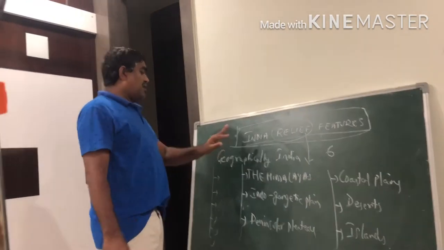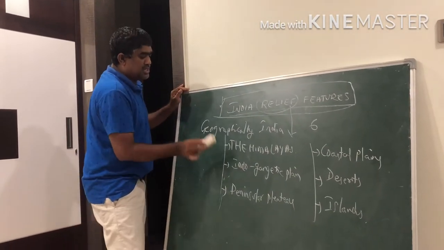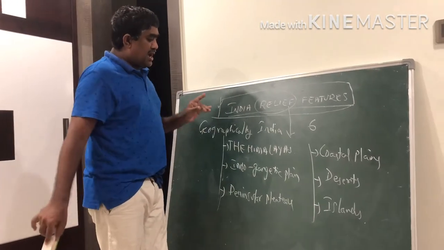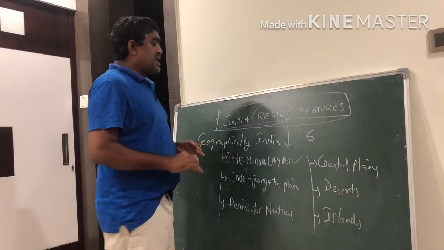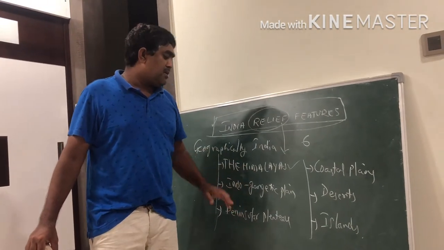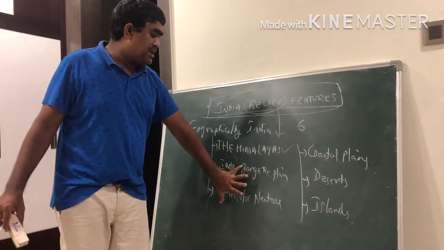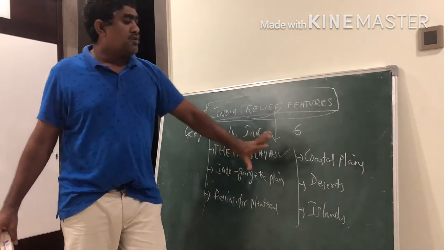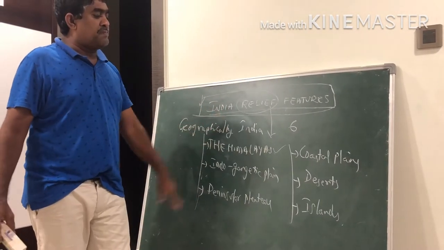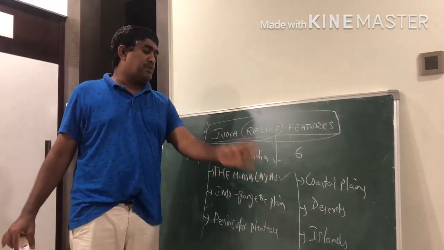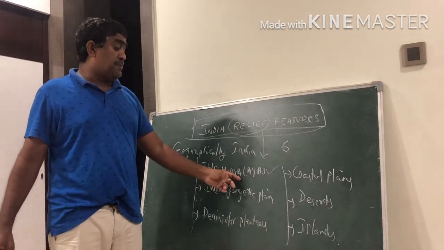So I'll show you all on the map. After that, I will discuss individually about each one. Today I will complete the Himalayas. Tomorrow I will complete Indo-Gangetic Plain and Peninsular Plateau, one period. Coastal Plains, Deserts and Islands, one period. So overall the lesson will be completed in three to four periods.